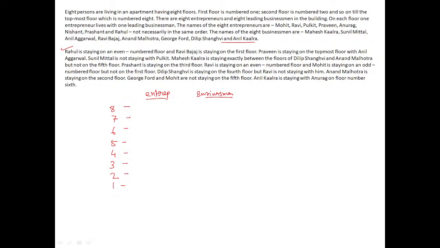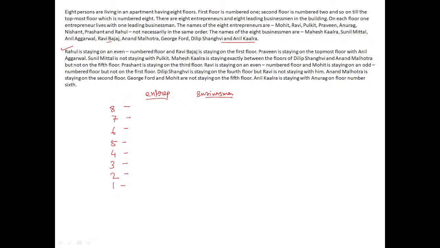Let's see. Rahul is staying on an even number floor. So there is 2, 4, 6, 8. Many possibilities come, so leave it here. Ravi Bajaj is staying on the first floor. So Ravi Bajaj is the businessman, right? Ravi Bajaj, yes.